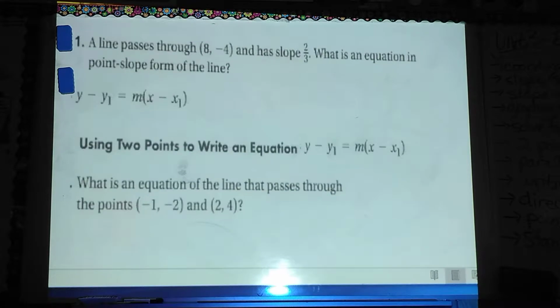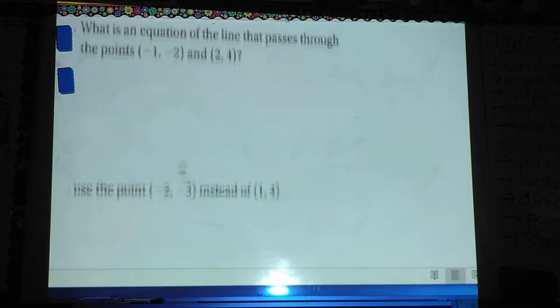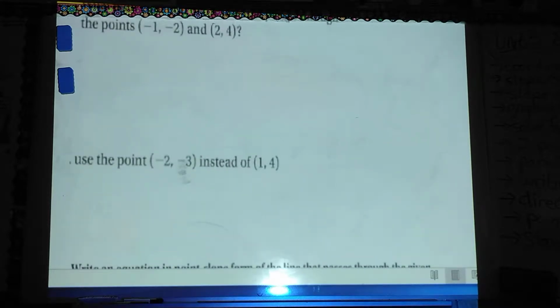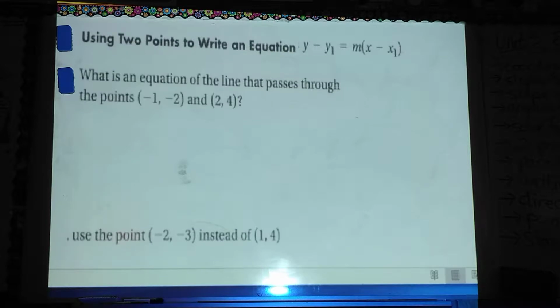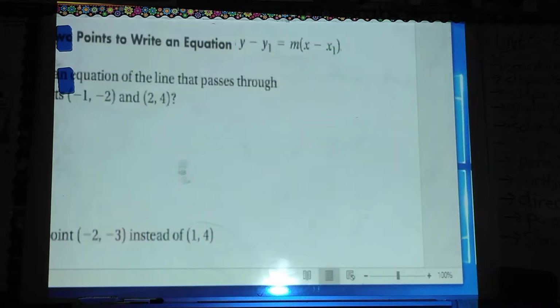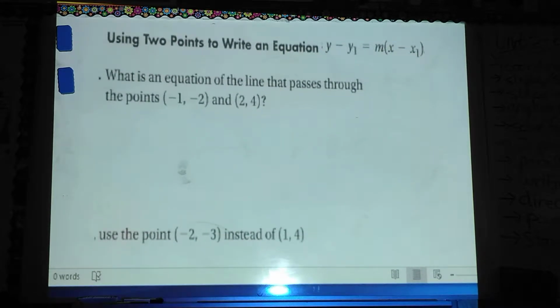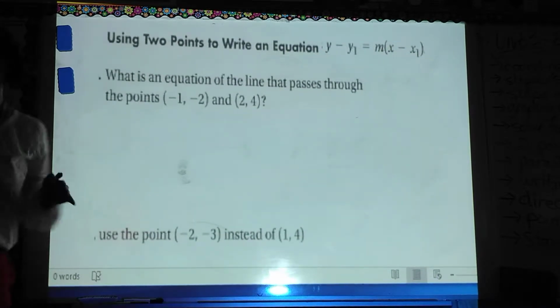Scroll it down. Here it is. What is an equation? Oh, we didn't do using 2 points. Oh, I'm ahead of myself. Using 2 points. Okay. There we go. So, I apologize, people. I jumped ahead.